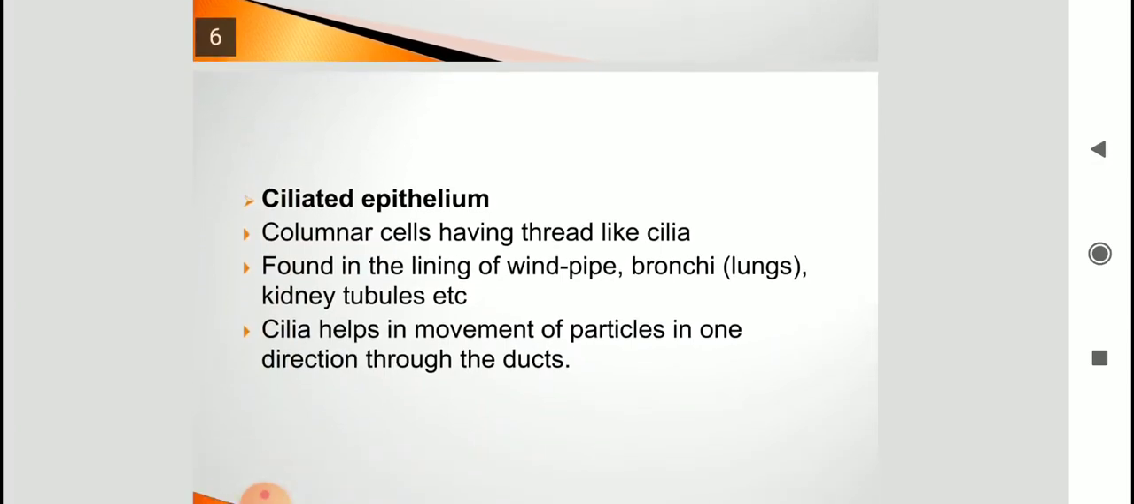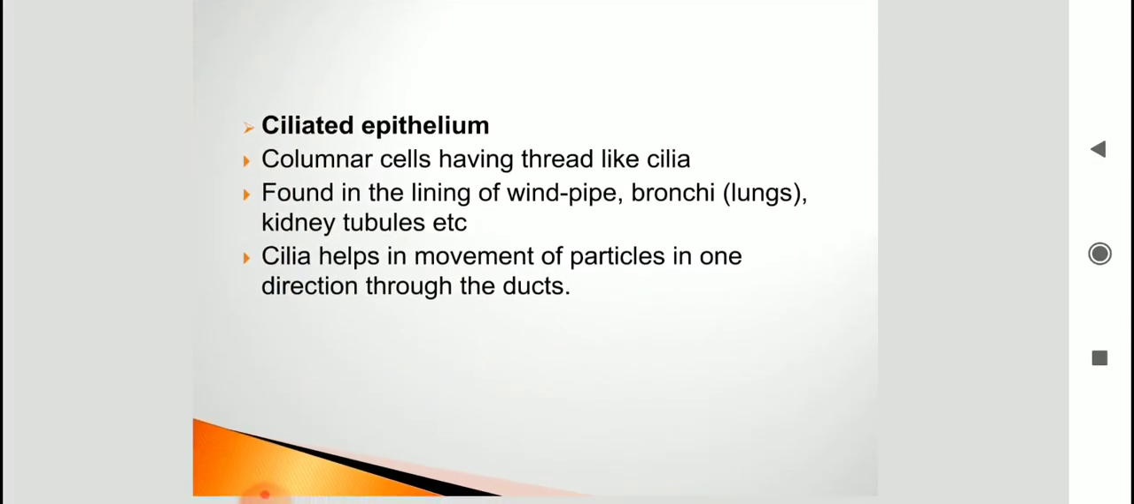Next is your ciliated epithelium. The cells are columnar only. The only difference is that at the top of the cells we find thread-like structures called cilia. So they are columnar cells, but they have cilia at the apical end, on the top of the cells.